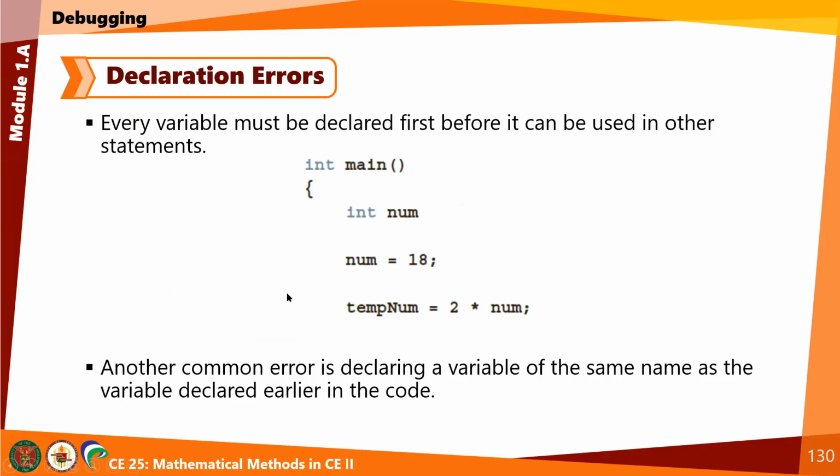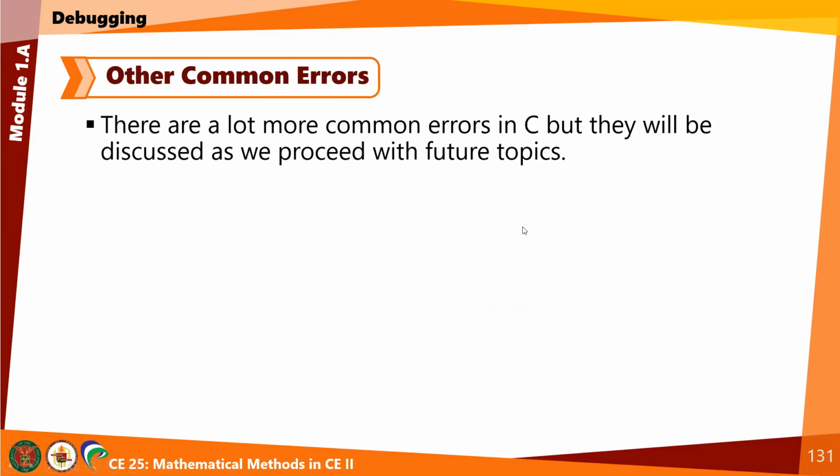Declaration errors. O, anong mali dito? Hindi ito na-declare, no? Ayan, so hindi ito na-declare. So yung compiler nyo, sasabihin niya, temp num is not declared. I don't know what temp num is. So how to fix this is that you declare temp num. Okay? Yun lang yun. Other common errors. There are a lot more common errors in C, but they will be discussed as we proceed with future topics. I think one more thing.